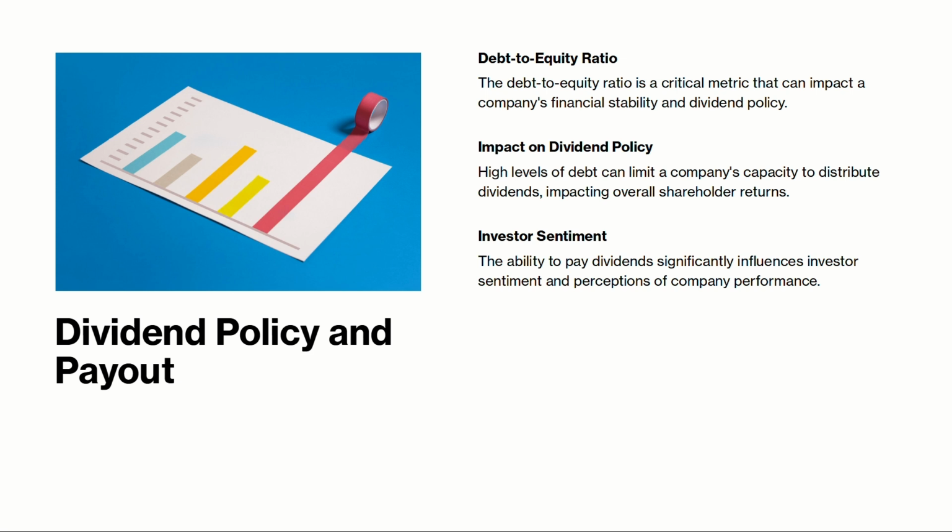Dividend policy and payout, debt to equity ratio. The debt to equity ratio is a critical metric that can impact a company's financial stability and dividend policy. Impact on dividend policy. High levels of debt can limit a company's capacity to distribute dividends, impacting overall shareholder returns. Investor sentiment. The ability to pay dividends significantly influences investor sentiment and perceptions of company performance.